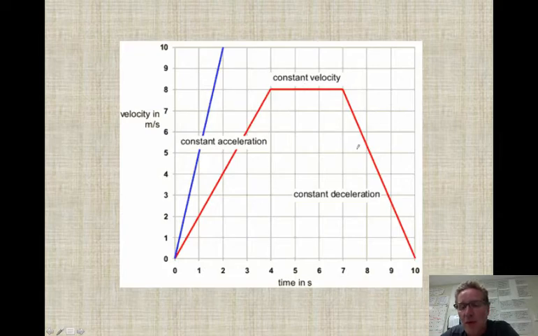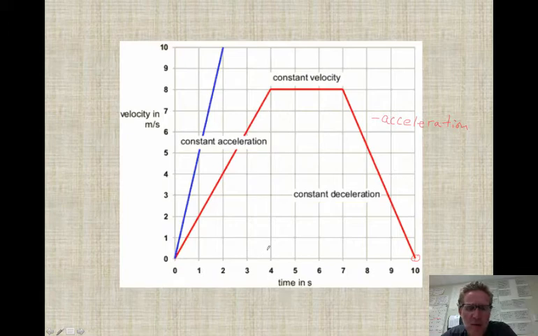Now when we have a straight line slope going down, that would be what some people would call constant deceleration. We would also call that negative acceleration. And then when the object is stopped, that's when we're at 0 velocity.